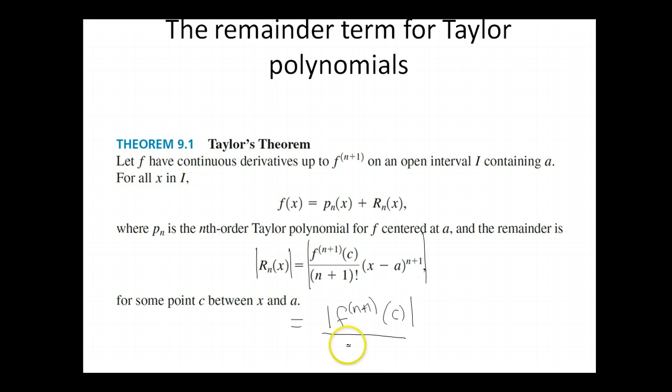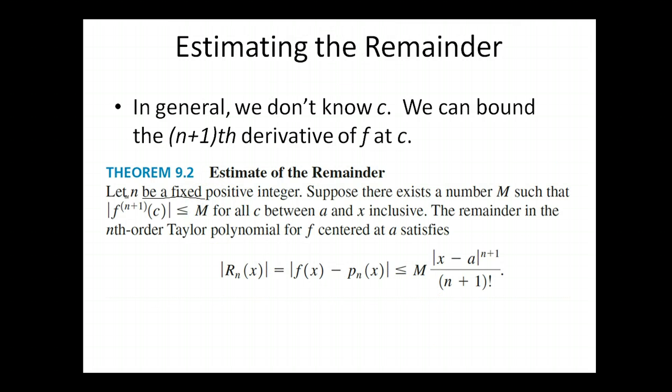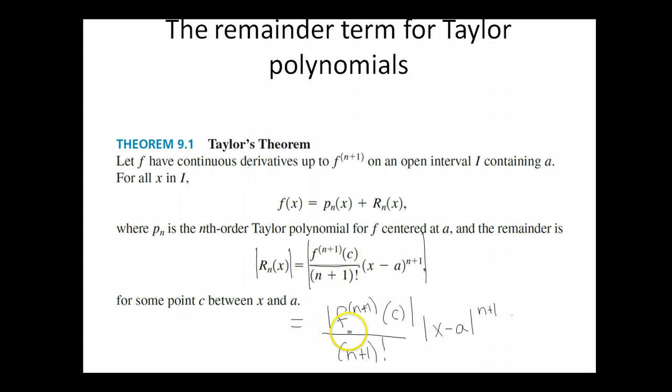If I break this into parts like this, times the absolute value of x minus a to the n plus 1th. That's what happens if I just break the absolute value across all the multiplication that's happening here, and we break it across the division as well. Once I have that written, using the inequality I have on the next slide, because I know that the n plus 1th derivative is bounded by m, this part right here is less than or equal to m over n plus 1 factorial. And then we get this absolute value, x minus a to the n plus 1.